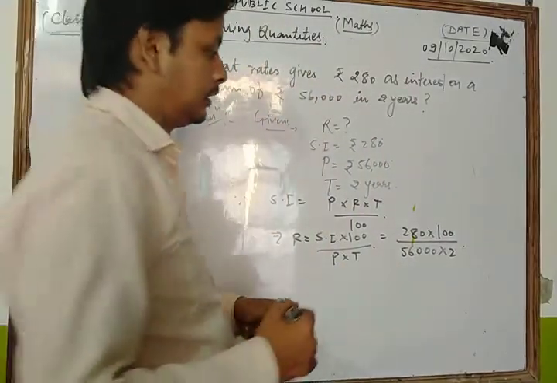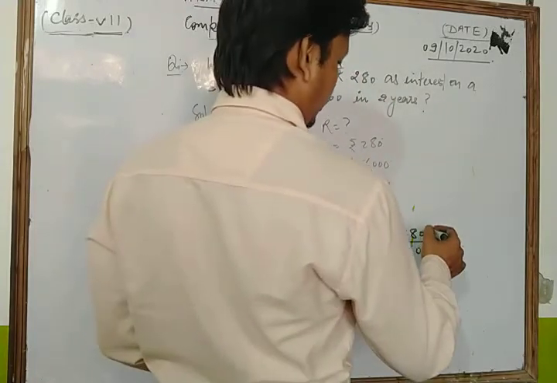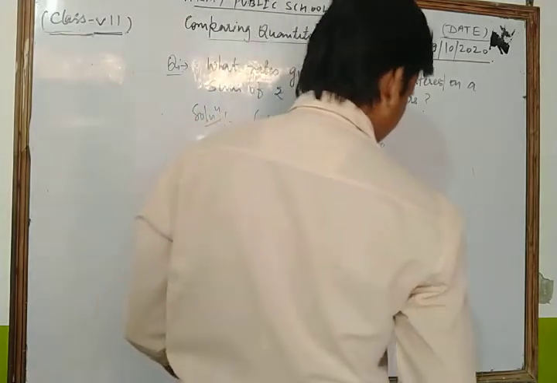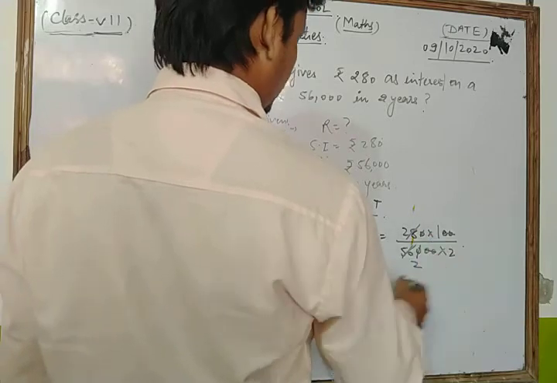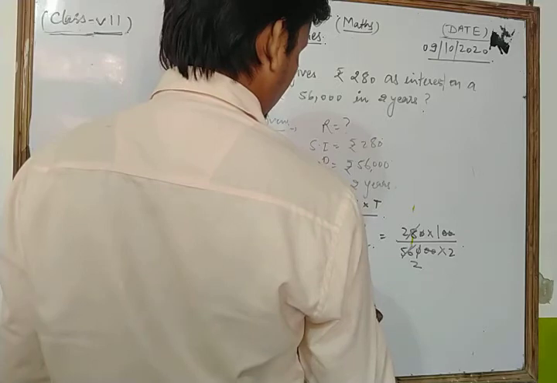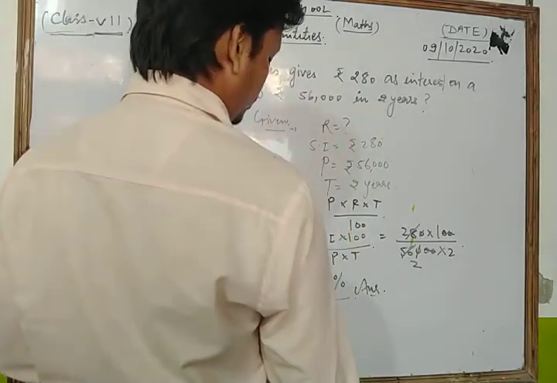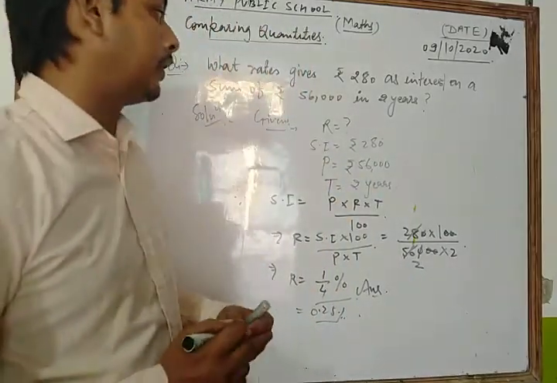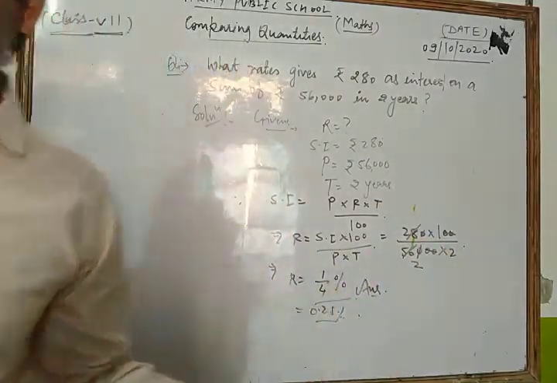Now what do I do? Let's see. Dear student, here the zeros cancel each other, 10 also cancels, and 28 goes into 56. Now we get R is equal to 1 upon 4, that is 1 by 4 percent. This is our required answer, 1 by 4 or 0.25%. Thus, dear students, in this way we solve this type of question. This is one of the most important questions of your NCERT exercise.